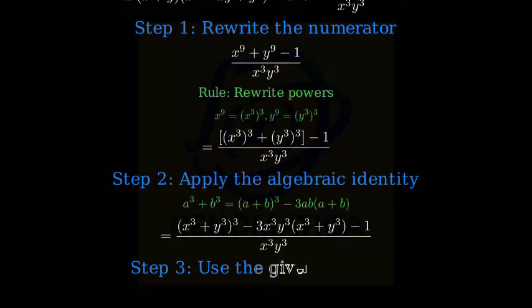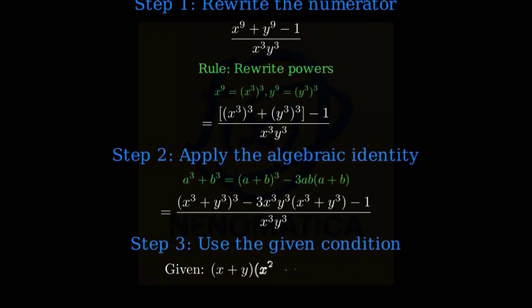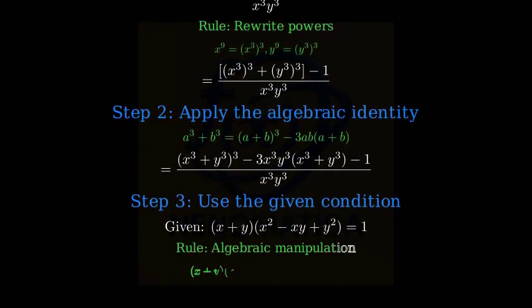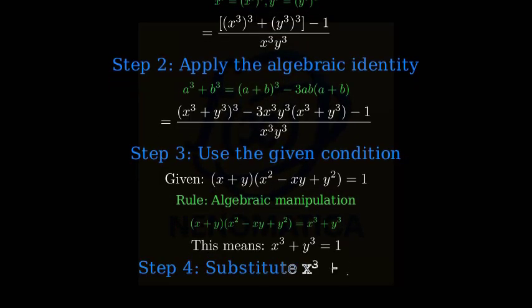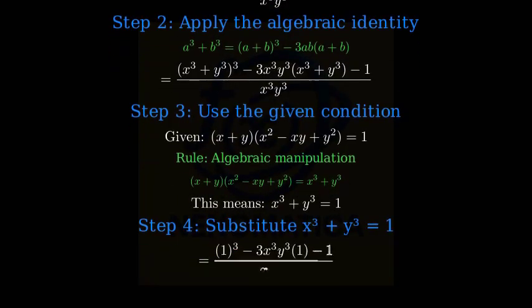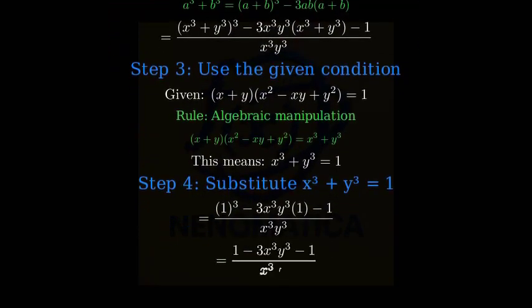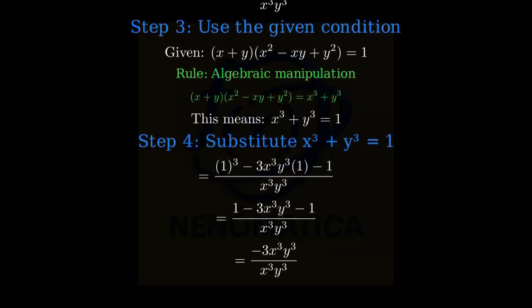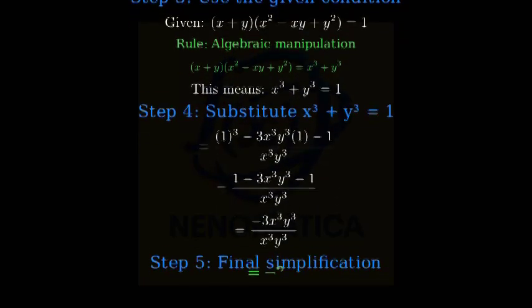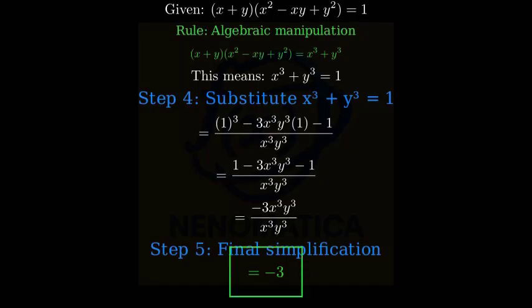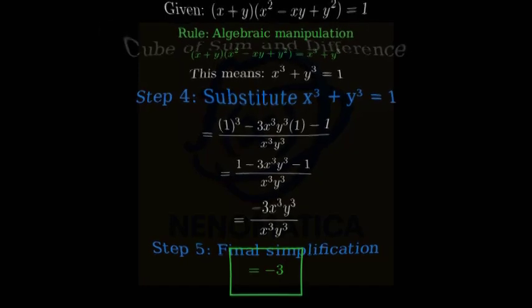We have our initial condition that x plus y times the quantity x squared minus x y plus y squared equals 1. From this, we can derive that x cubed plus y cubed equals 1. Let me show you how. Now, we can substitute x cubed plus y cubed equals 1 into our expression from step 2. This will significantly simplify our calculation. Finally, we can simplify our expression by canceling out x cubed y cubed in both the numerator and denominator.